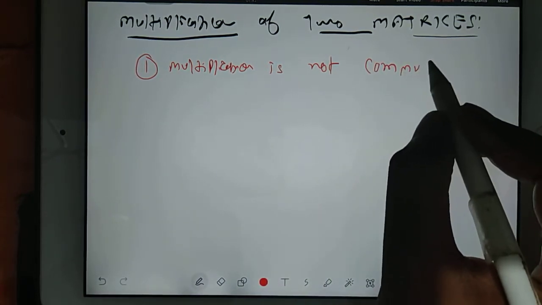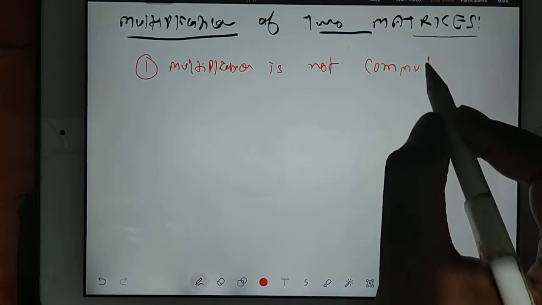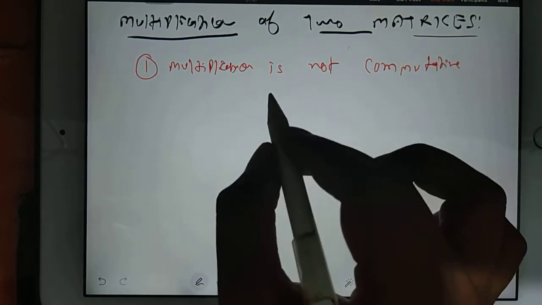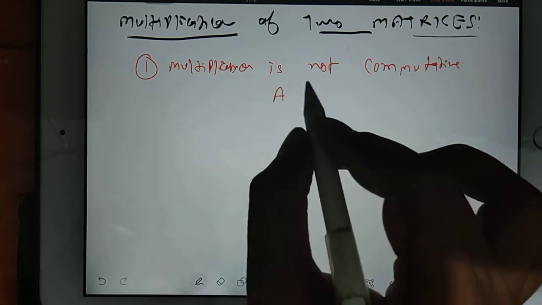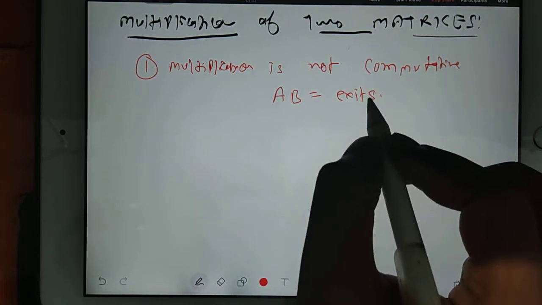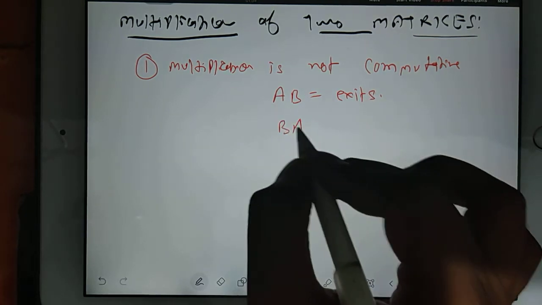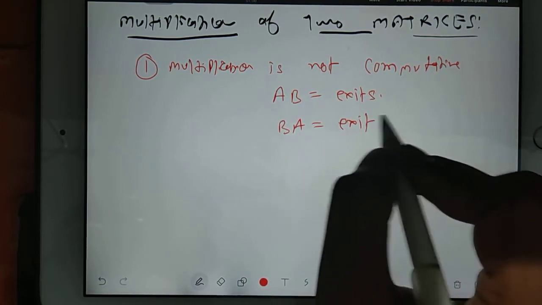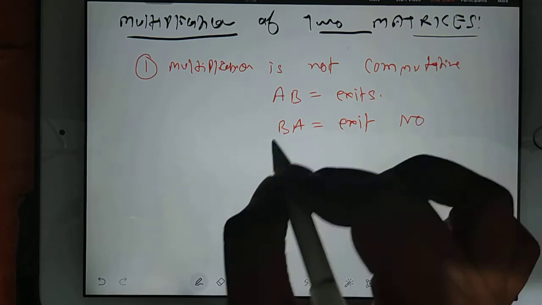You should know the meaning of all these words. Commutative, what is the meaning? The meaning is, suppose you are multiplying AB, and AB exists. So it does not mean that BA will also exist. No, it does not mean that.